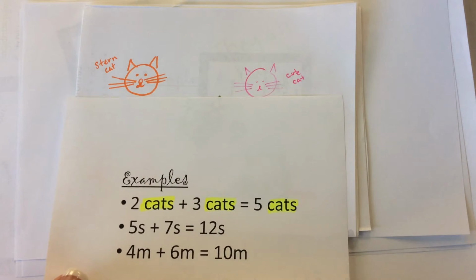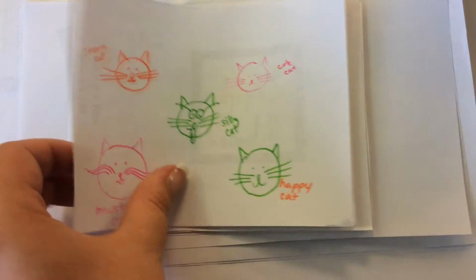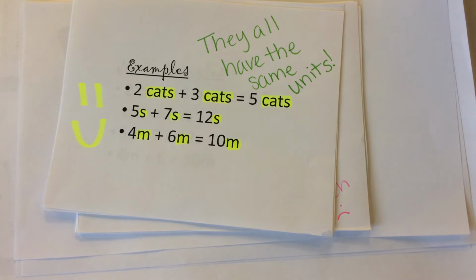If we start off with 2 cats and we add 3 more cats, guess what? We have 5 cats. All of these have the exact same units, and that's why we can add them. 5s plus 7s equals 12s. 4m plus 6m equals 10m.